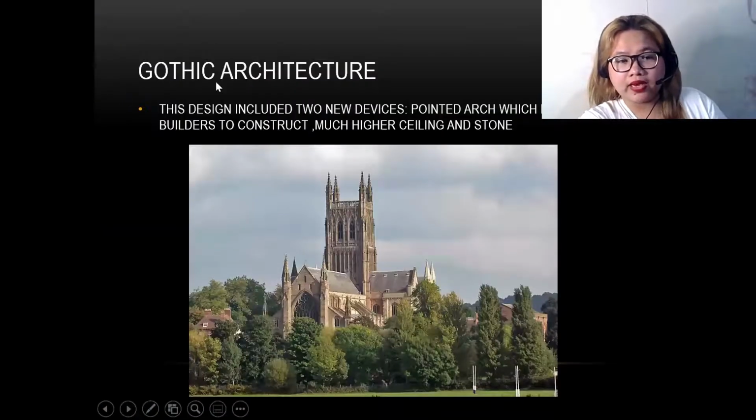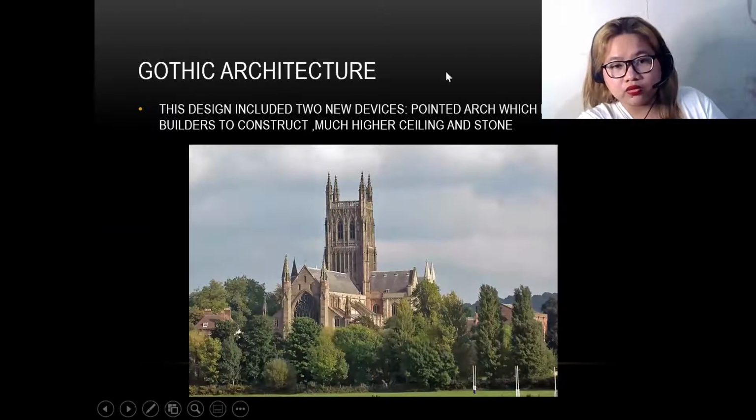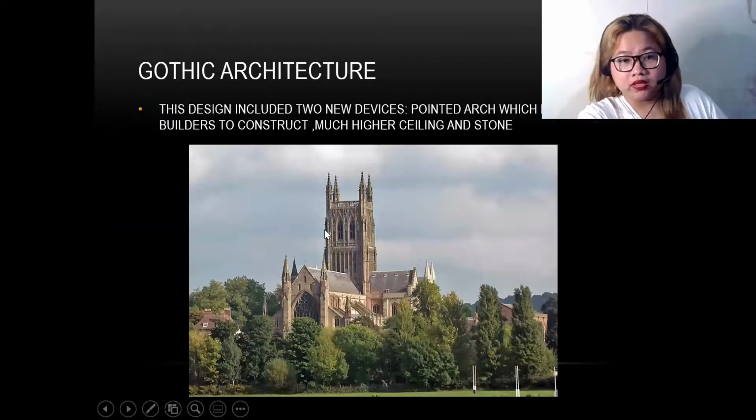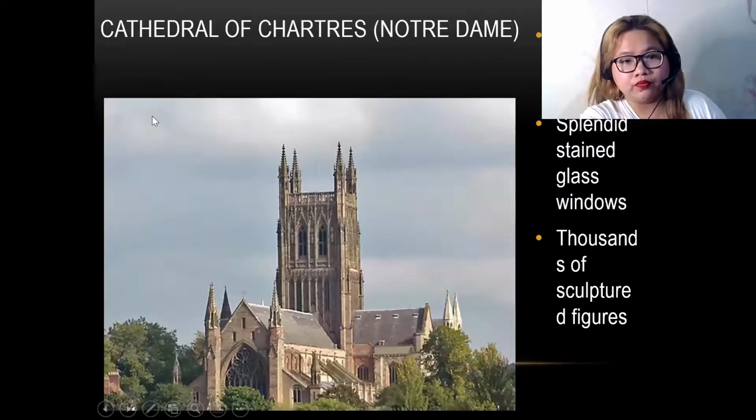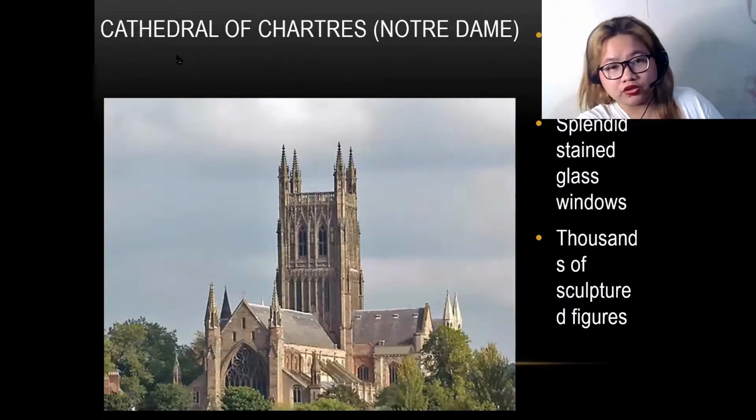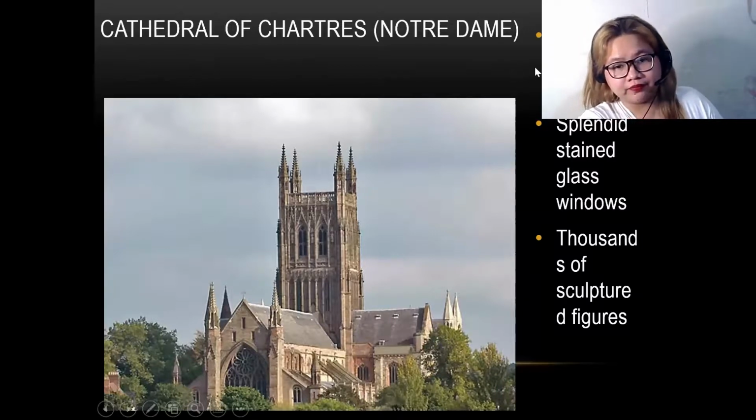Okay, now let us move on to Gothic architecture. This design includes two devices, the pointed arch, which enabled builders to construct much higher ceilings in stone. So, what we saw earlier looked like a dome, rounded. This one is not. With Gothic, it is very detailed, with very elaborate designs. The Cathedral of Chartres, Notre Dame, has rich architectural design, splendid stained glass windows, thousands of sculptures, and figures.